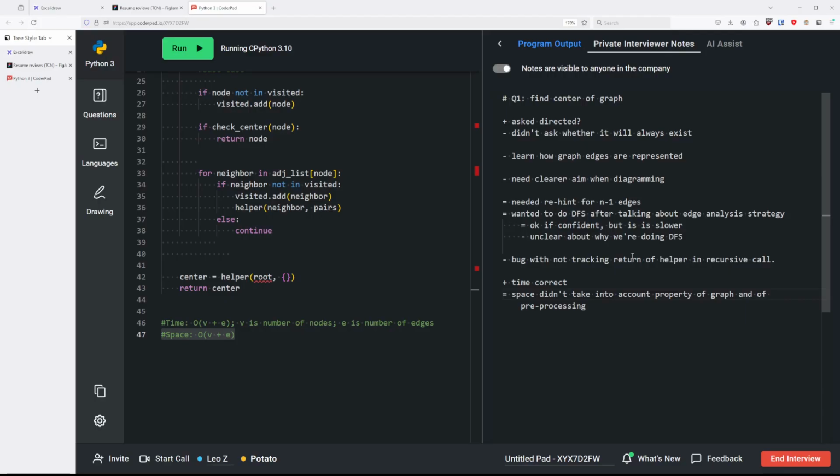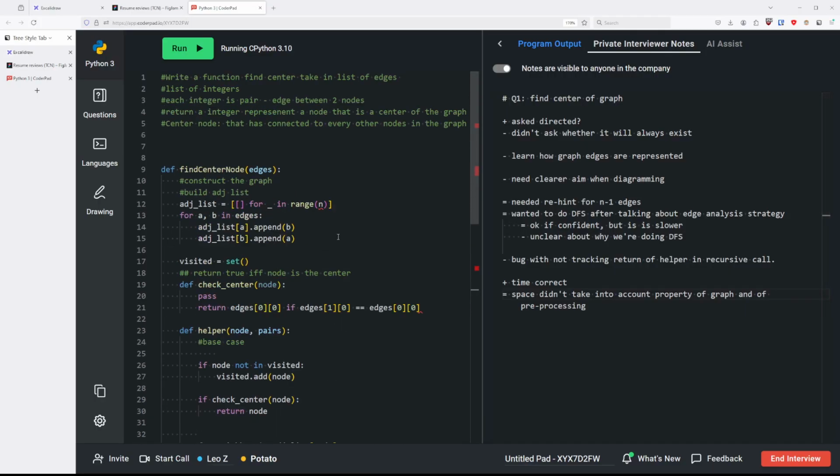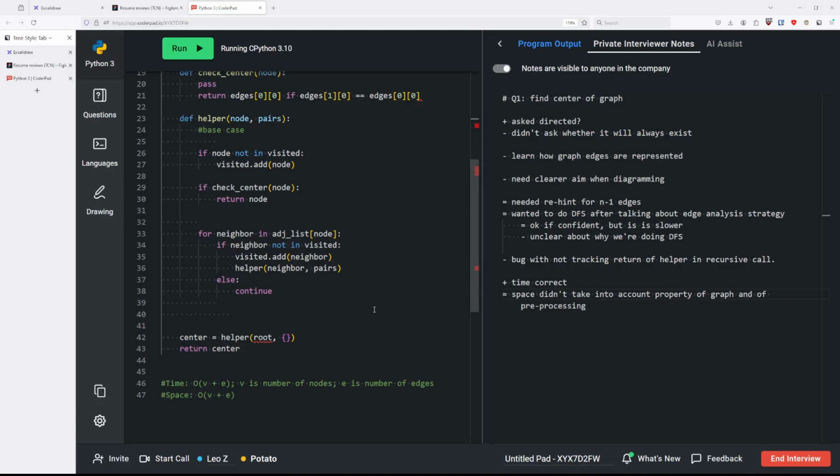But DFS is not the only work you're doing. You can't forget that you're also building an entire adjacency list. So it would still be V plus E minimum. But again, as a justification, the DFS here is actually constant space because the maximum depth of the call stack is at most 2.